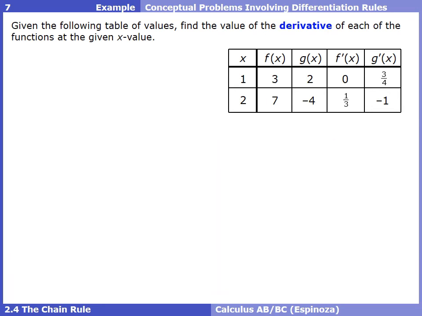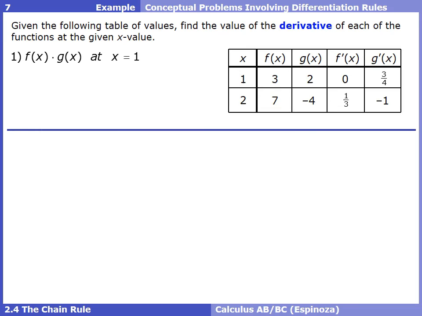This next example will kind of be an illustration of a problem that usually gives Cal students some issues. It's a problem that involves a conceptual use of the differentiation rules we've been looking at for these past few sections. So all we're going to be given here is a bunch of values in a table, and we need to find some derivatives. So let's jump right into it.